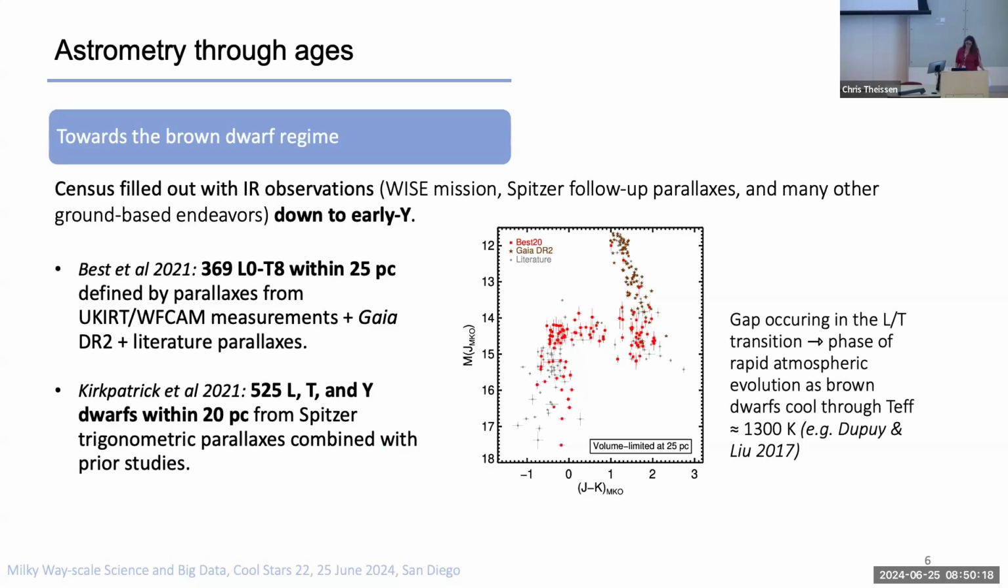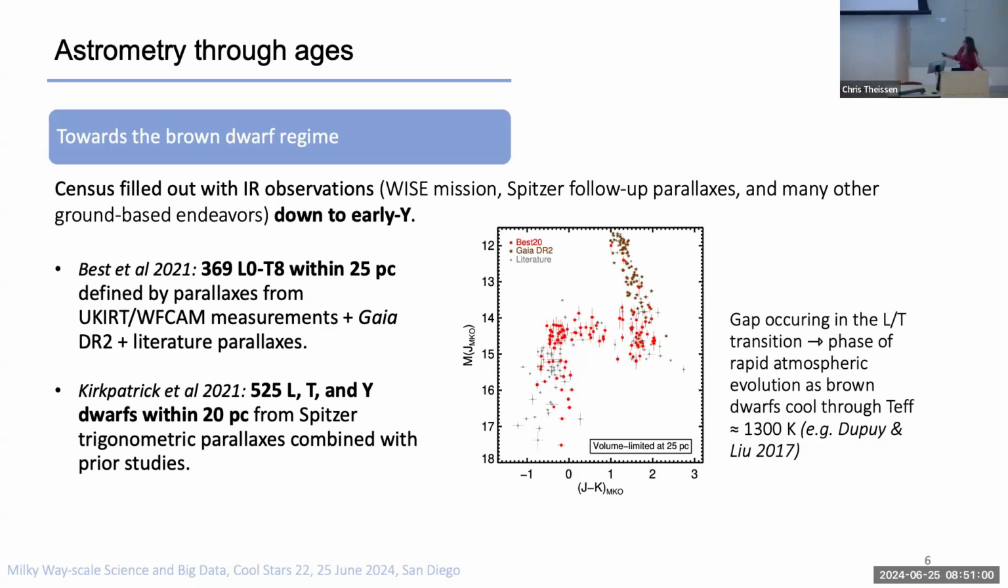Now, if we go towards the brown dwarf regime, the census has been filled out this last year with infrared observations, so the WISE mission, also the Spitzer follow-up parallaxes, and many other ground-based efforts. This allowed us to get parallaxes down to the early Y brown dwarfs. There are two important works: one by Best et al., who published 360 L0 to T8 brown dwarfs within 25 parsec, and Kirkpatrick et al., all L, T and Y dwarfs within 20 parsec. And these start to be quite important samples.